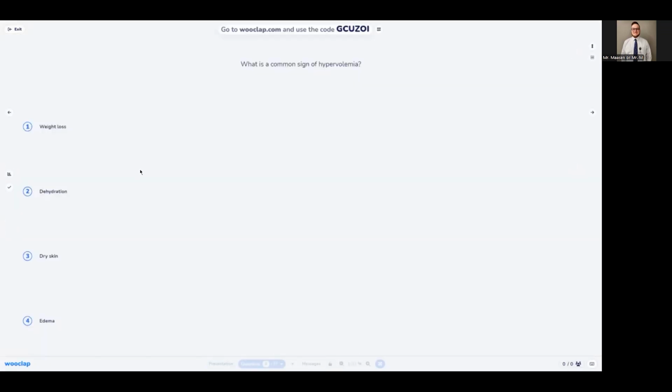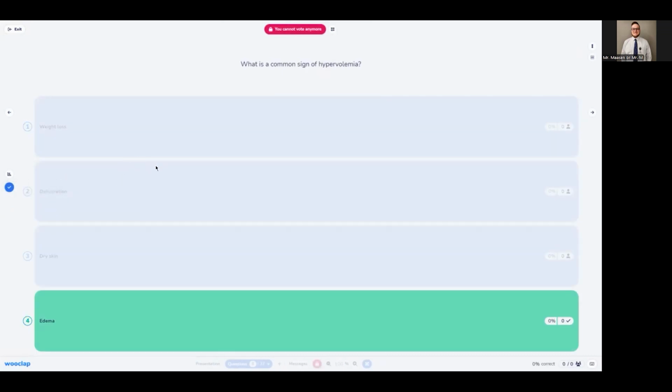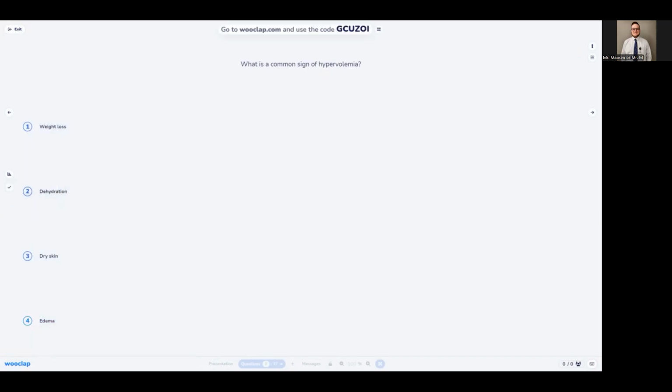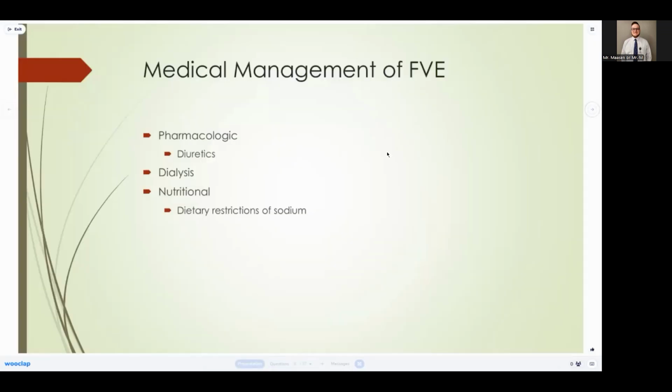So, what are some common signs of hypervolemia or fluid volume excess or overload? So many names. And if you guessed number 4, you'd be right on. That would be definitely more in line with that. The other options: weight loss, dehydration, dry skin. These are all options in the family of hypovolemia, meaning there's more fluid that is shifted to other places, but it's not in the blood vessels.